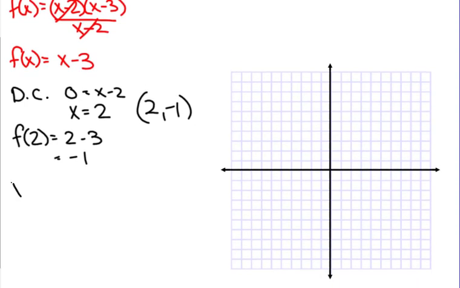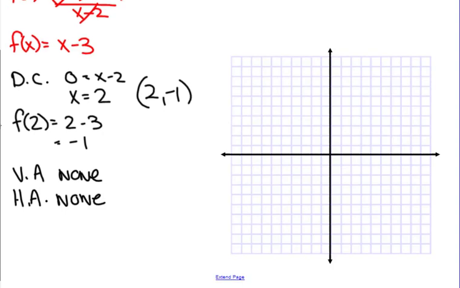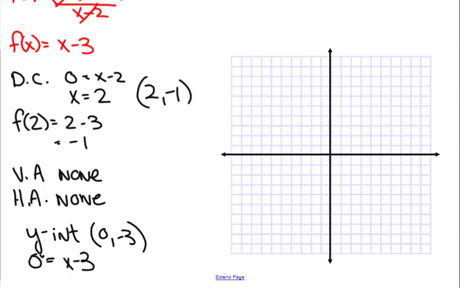And we're left with a line. So we have vertical asymptotes, none. Horizontal asymptotes, none. If we wanted to figure out our x and y intercept, we could. Our y-intercept, this is a line, would be at negative 3, would be at 0, negative 3. If we wanted to solve and figure out where our x-intercept was, that would be at 0 is equal to x subtract 3, so at 3.